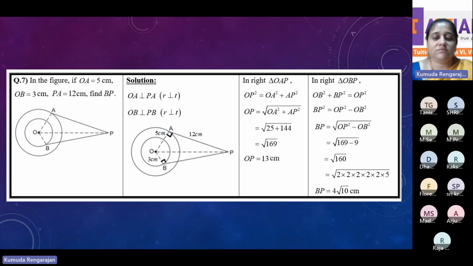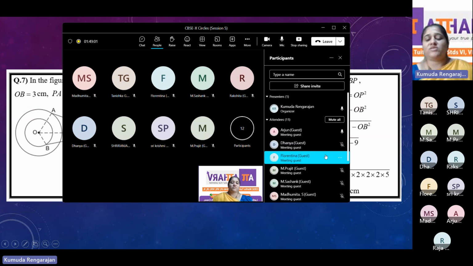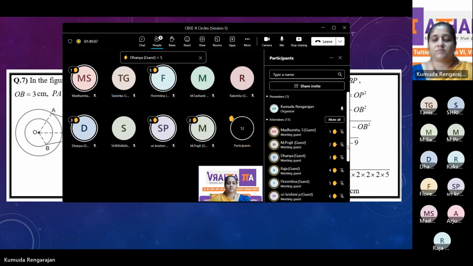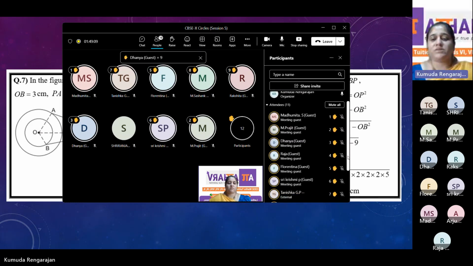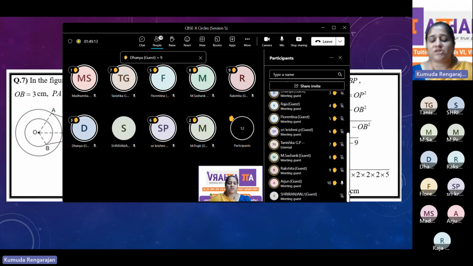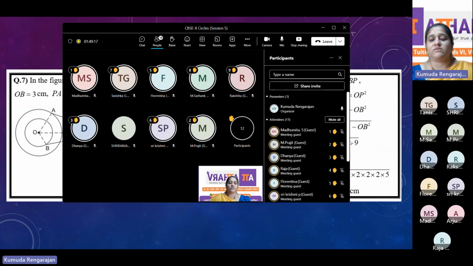Have you taken a picture, children? Taken? Yeah. So please complete this. Class, use the emoji and raise your hand. Madhumita, Prajit, Danya, Raja, Florentina, Krishmi, Tanishka, Sashank, Rakshita, Arjun, Sriranjan. Very good. Very nice, children.